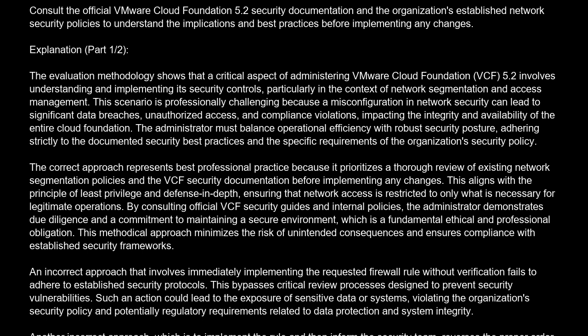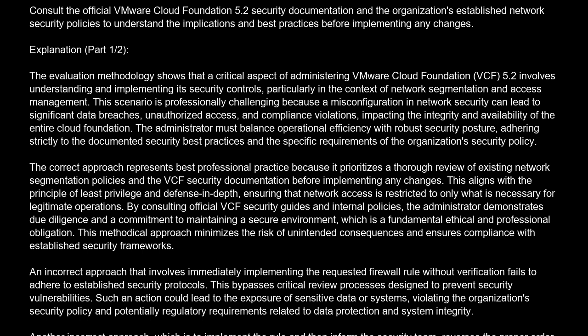Explanation: the evaluation methodology shows that a critical aspect of administering VMware Cloud Foundation (VCF) 5.2 involves understanding and implementing its security controls, particularly in the context of network segmentation and access management. This scenario is professionally challenging because a misconfiguration in network security can lead to significant data breaches, unauthorized access, and compliance violations, impacting the integrity and availability of the entire cloud foundation.